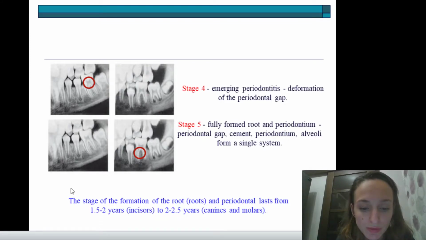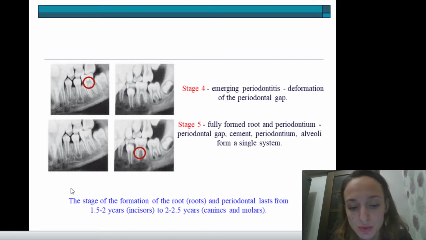The stage of the formation of root and periodontium lasts from 1.5 years to 2 years for incisors, and from 2 to 2.5 years for canines and molars.